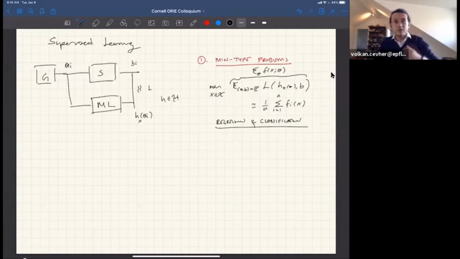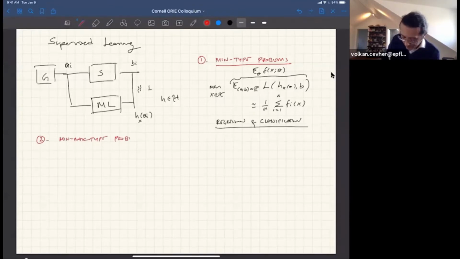So now I'm going to twist, and I'm going to use the same framework to give you an example of min-max type problems. By the way, I apologize for my handwriting. I've never had good handwriting throughout my life. So if certain things are absolutely unclear, feel free to interrupt and tell me. And I sometimes make, of course, typos, so let me know if you spot one.